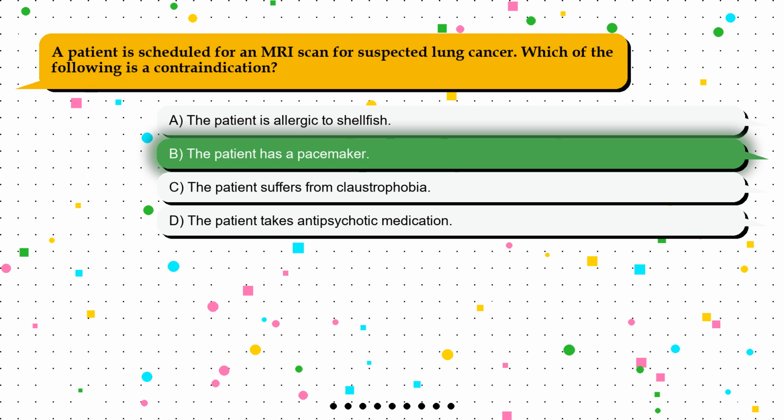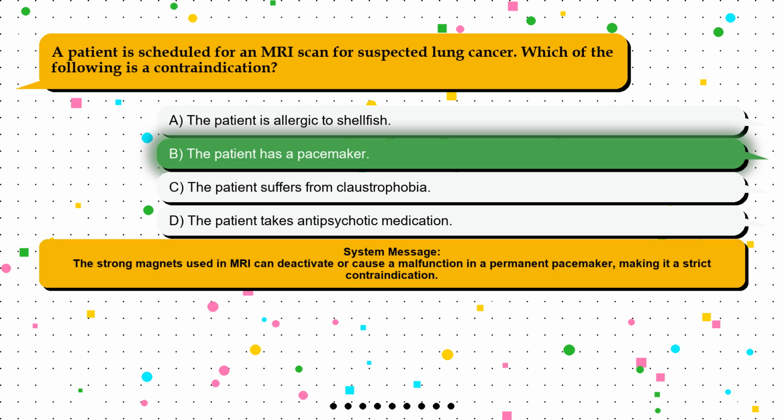The correct answer is option B. The patient has a pacemaker. The strong magnets used in MRI can deactivate or cause a malfunction in a permanent pacemaker, making it a strict contraindication.